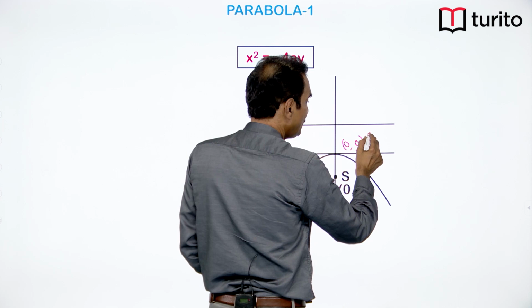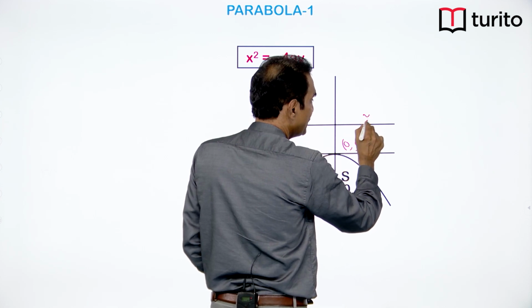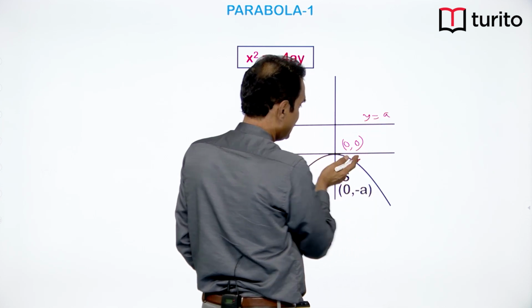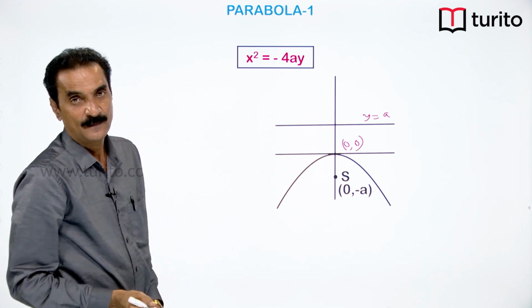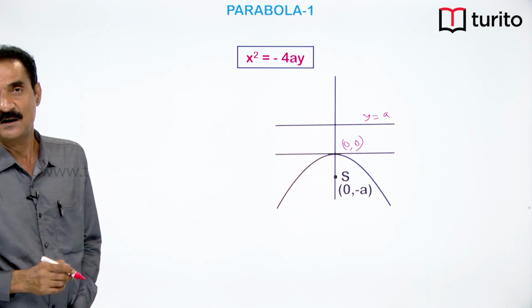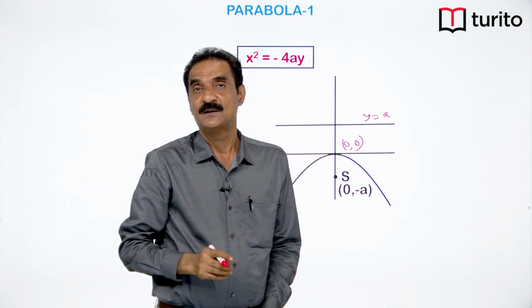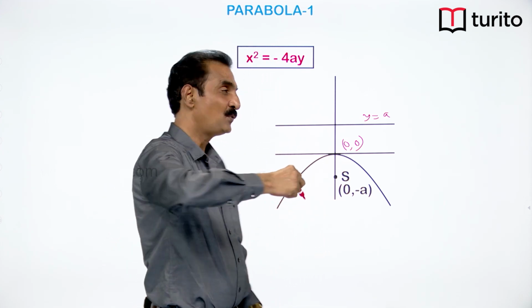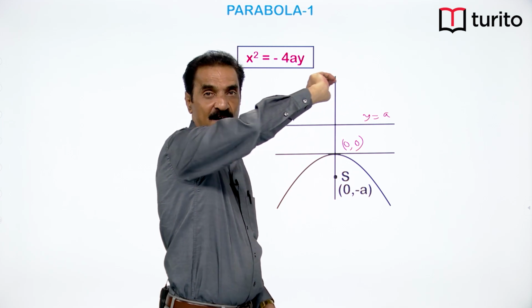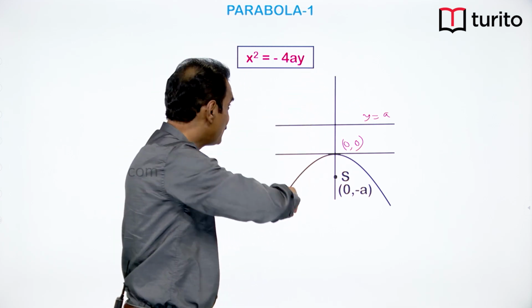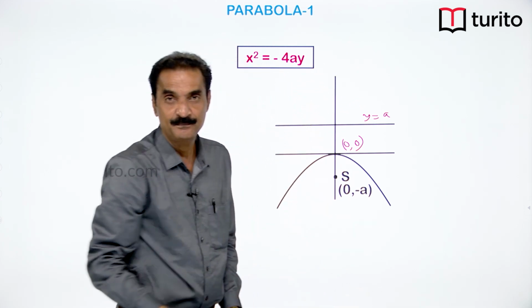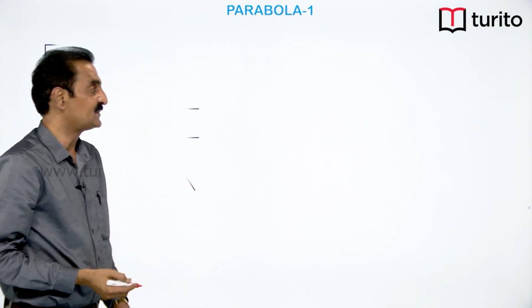What will be the equation of the directrix? It will be above the x axis: y is equal to a. The equation of the parabola will be x square is equal to minus 4ay. So, x square is equal to plus 4ay is an upward parabola. x square is equal to minus 4ay is a downward parabola. Let us see the characteristics.